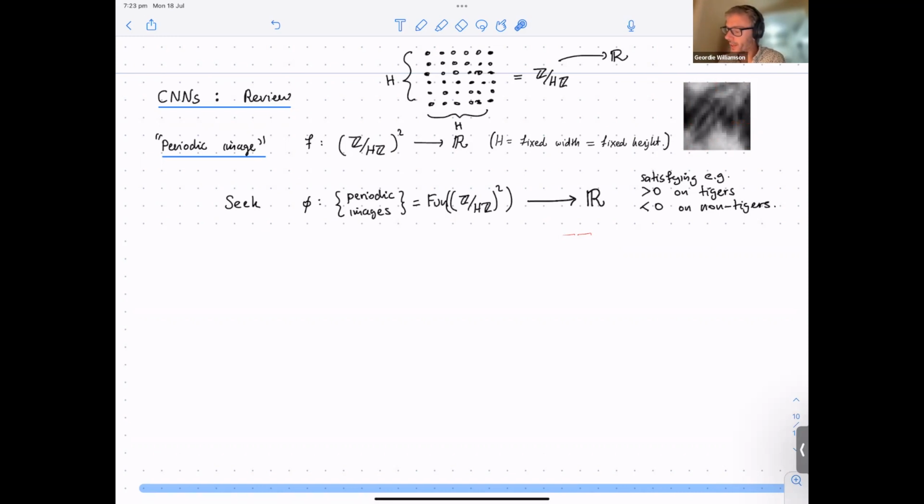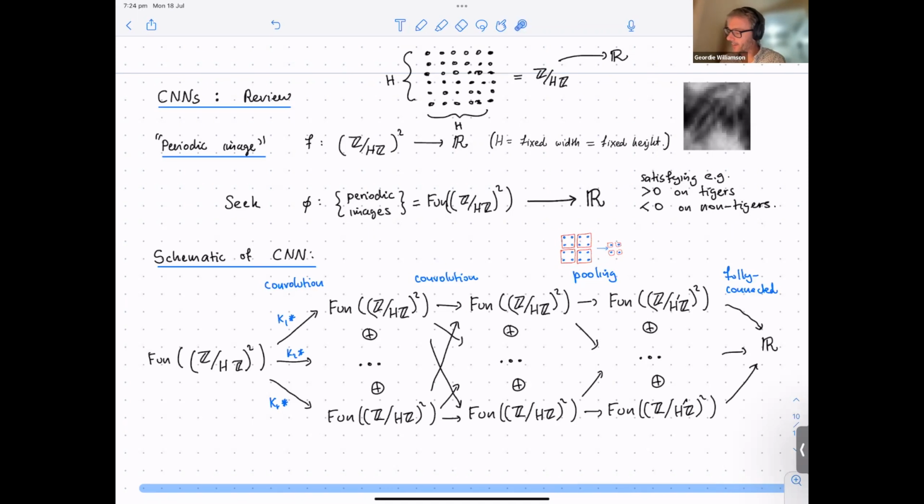And what we seek is some function that takes in a periodic image and spits out a real number which is, for example, positive on tigers and negative on non-tigers. We also expect that it's very positive if we're sure that the image is a tiger, very negative if we're sure it's not, and 0 if we're not so sure. So this is what we're seeking to do. This is a classification task, which I hope you've seen in other lectures.